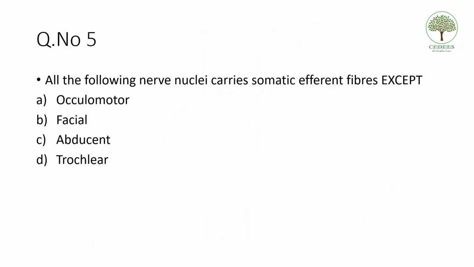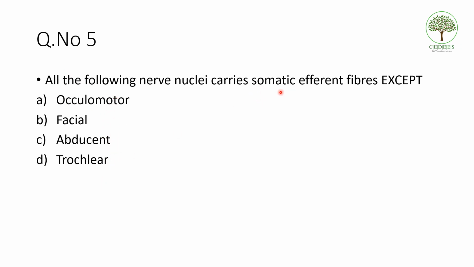So look at this question. All the following nerve nuclei carry somatic efferent fibers except. Here the question is somatic efferent. Efferent means muscle movements, so all have a motor component, right? Especially abducens and trochlear are purely motor, and oculomotor is purely motor. So it has an efferent component. These are voluntary muscles. These all supply the eye muscles; oculomotor, abducens and trochlear are all voluntary.